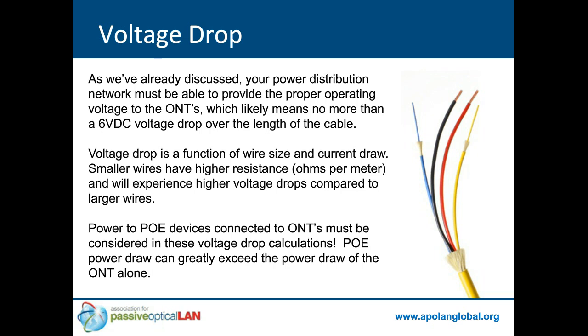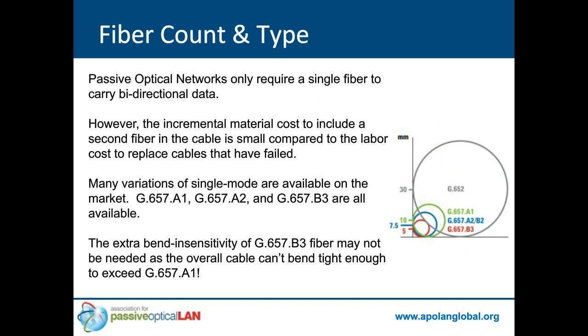Now let's talk about fiber count and type. A passive optical LAN only requires a single fiber to carry bidirectional data, and that's one of the advantages of a passive optical LAN. However, it may be smart to include a second fiber in the cable as well. The incremental material cost is low compared to the cost of having to replace a cable if you have a problem with a fiber. And this way you can have either a spare fiber that's dark, or you have other options later on for future growth.